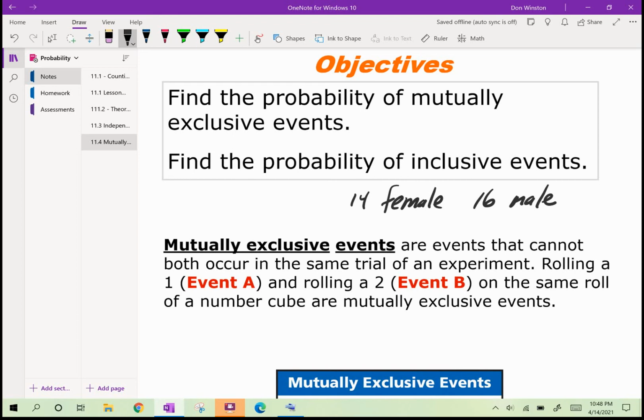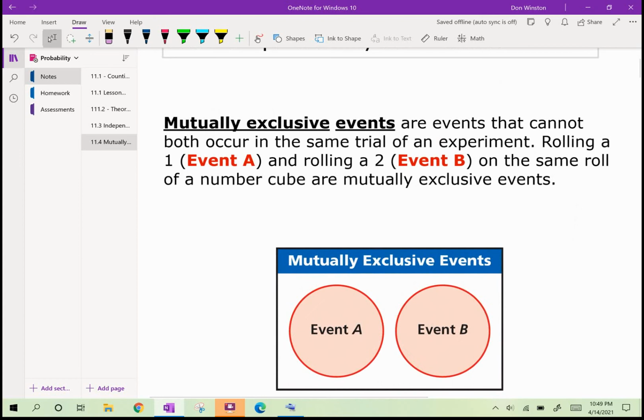So we would say that the events selecting a student who is male or female are mutually exclusive events. You can't both select a female and a male. Mutually exclusive events are events that cannot both occur in the same trial of an experiment. Rolling a 1, event A, and rolling a 2, event B. We have a number cube and we're going to roll it once. You can't roll both a 1 and a 2 on one roll of a number cube. So they're mutually exclusive. Notice there's no overlap in this Venn diagram.